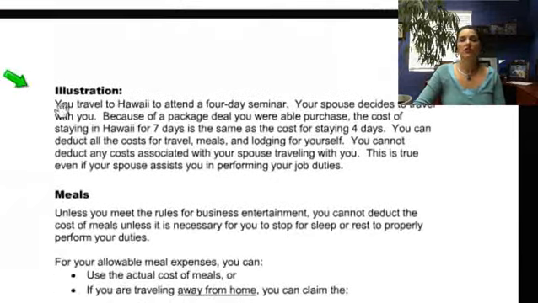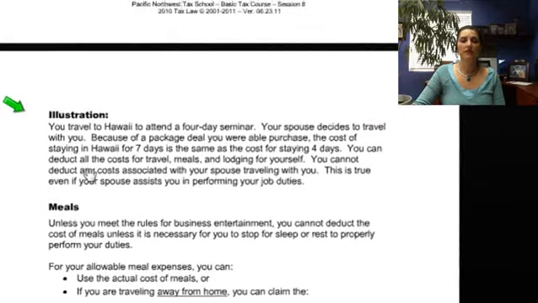Now, here is an illustration. You travel to Hawaii to attend a 4-day seminar. Your spouse decides to travel with you. Because of a package deal, the cost of staying in Hawaii for 7 days is the same as the cost of staying for 4 days. You can deduct all of the costs for travel, meals, and lodging for yourself. You cannot deduct any cost associated with bringing your spouse with you. And this is true even if your spouse assists you in performing your job duties.